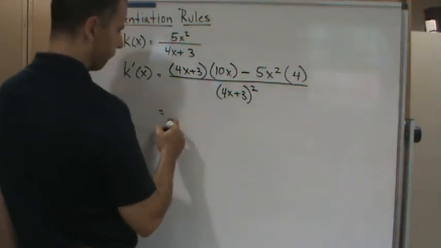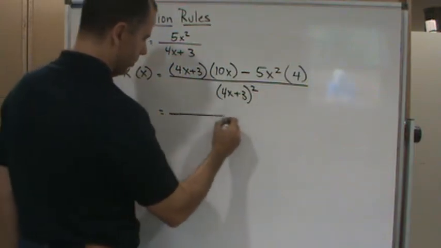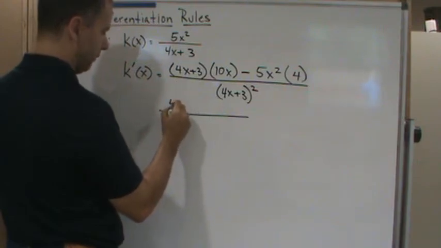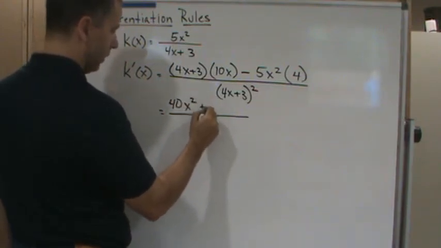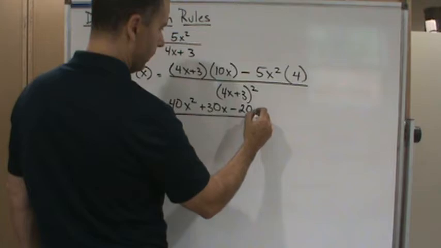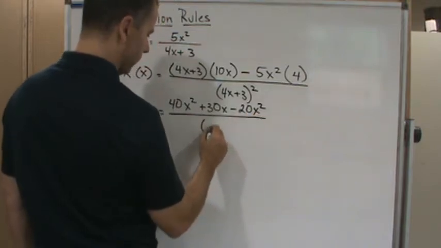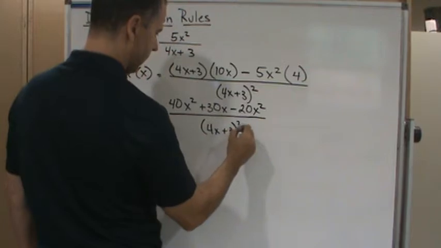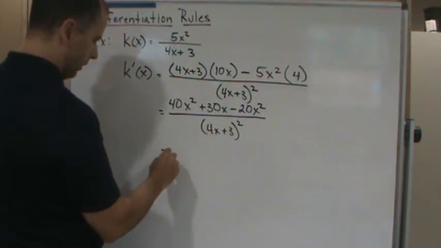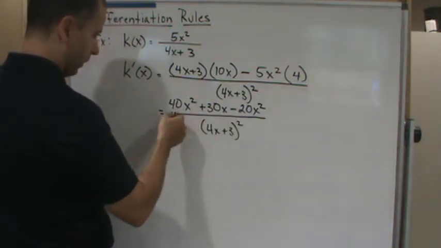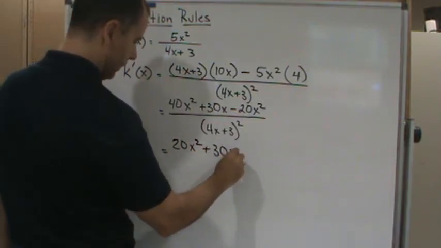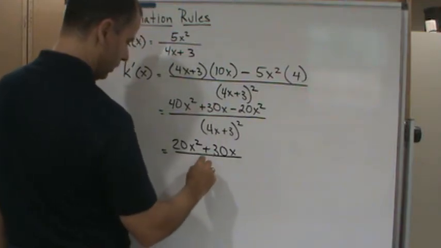So now it's going to be simplifying time. So I'm going to simplify this. So I'm going to expand. This is going to be 40x squared plus 30x minus 20x squared over 4x plus 3 squared. Okay? And keep going. We get 20x squared plus 30x over 4x plus 3 squared.